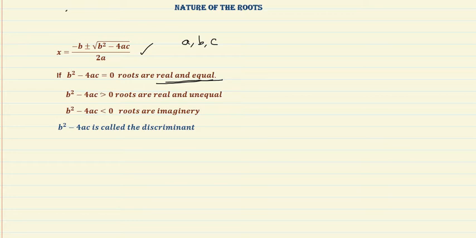If b square minus 4ac is greater than 0, then the roots are real and unequal. If b square minus 4ac is less than 0, the roots are imaginary. It comes in terms of i. Now, if the discriminant is equal to 0, the roots are real and equal; if the roots are real and unequal, the condition holds that b square minus 4ac is greater than 0; and if b square minus 4ac is less than 0, the roots are imaginary. This is called the discriminant. And we can see the next problem.